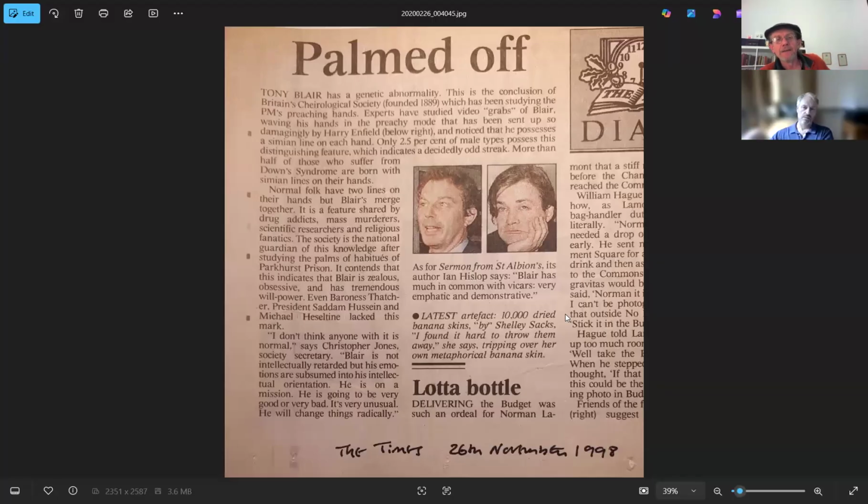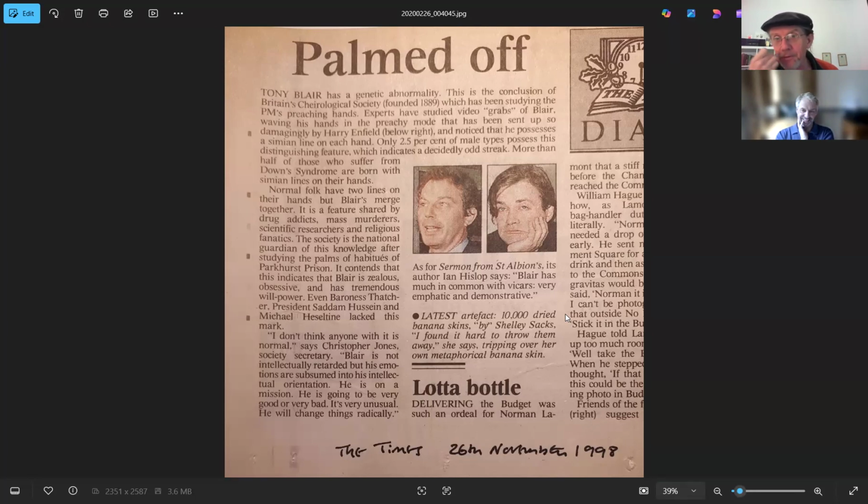Maybe I can pull it up, but I had this piece that I wrote about Tony Blair. I've actually got it right here. I wrote it in 1998, so he'd only been in power a year or so by that point, but it was published in the Times. What I basically say is Blair is not intellectually retarded, but his emotions are subservient to his intellect. He is on a mission, and he's going to be very, very good or very, very bad. It's very unusual. He will change things radically.